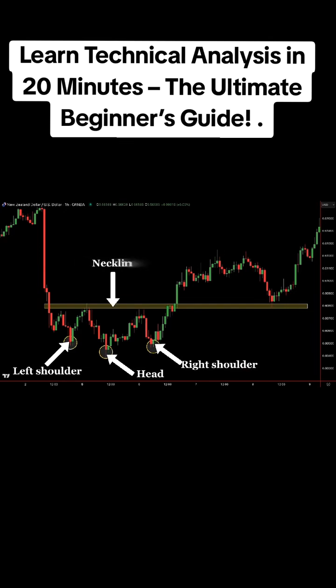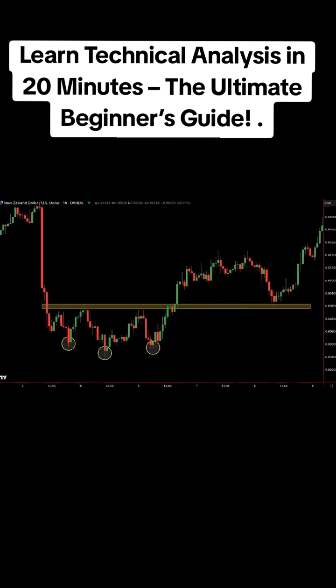The key level in this pattern is the neckline, which connects the highs of the left and right shoulders. When price breaks above the neckline, the pattern is confirmed, signaling a potential shift to an uptrend. The inverse head and shoulders is one of the easiest and most reliable reversal patterns, especially when it forms at key support levels after a long downtrend.